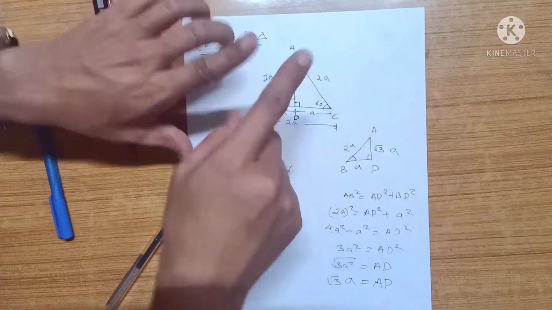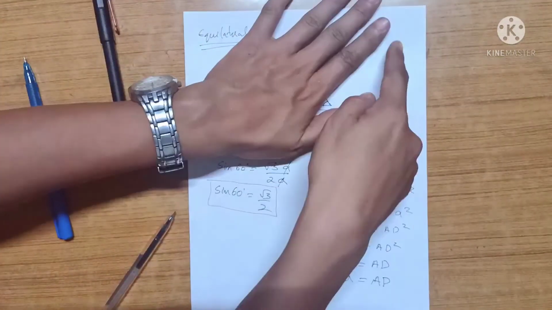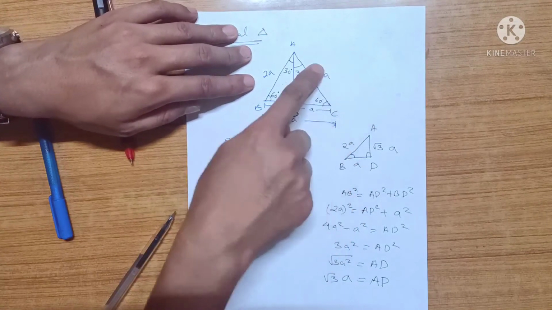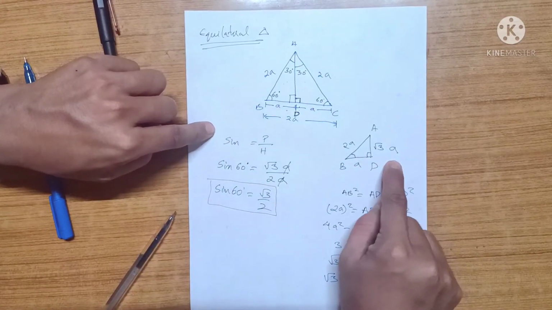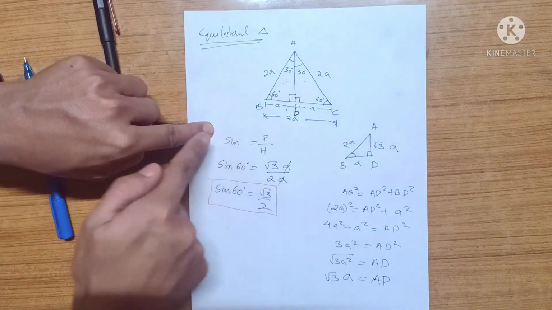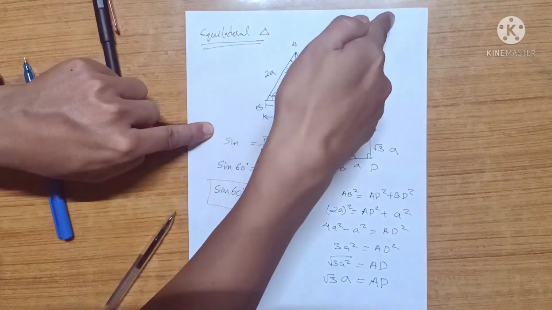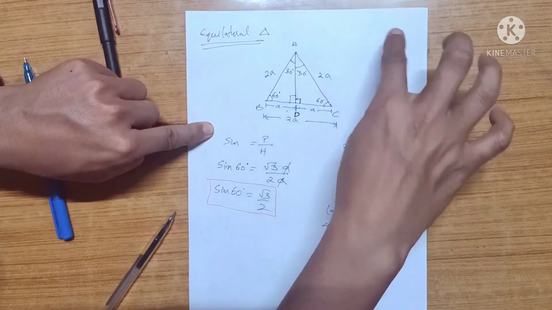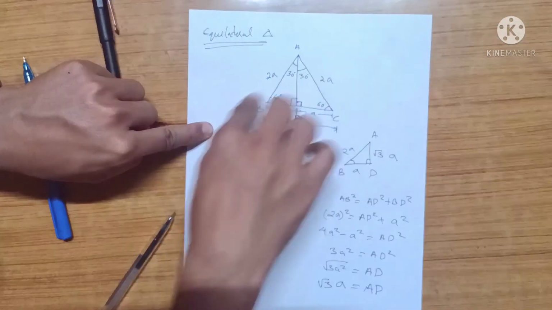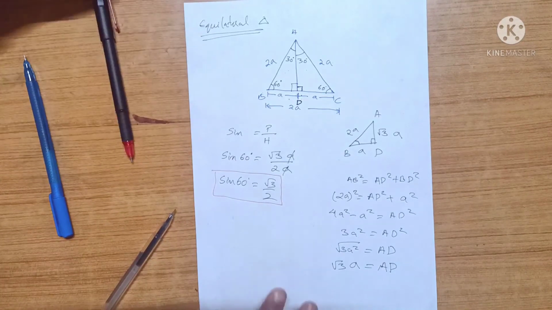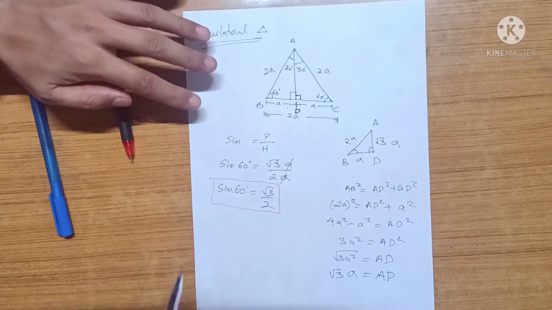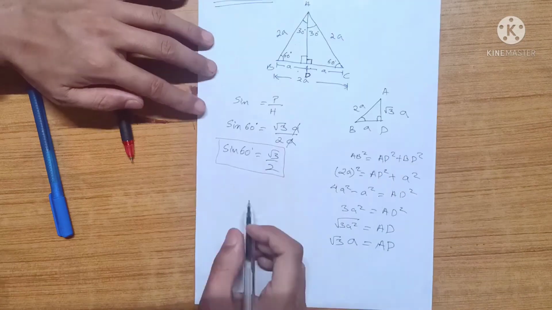You draw a right angle triangle with your scale and compass, and draw a 60 degree angle with any measurement. You can make the triangle as big as you want or as small as you want, but you have to make a 90 degree and a 60 degree. After drawing the 60 degree, measure the perpendicular, then measure the hypotenuse, divide those two, and you'll get root 3 by 2. Okay, that's what it means. So sine 60 will always be root 3 by 2.